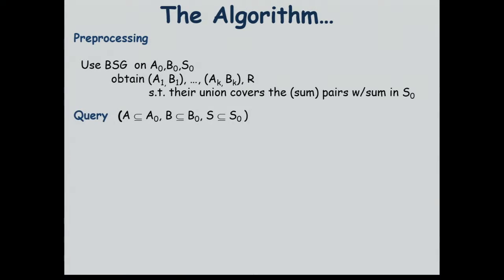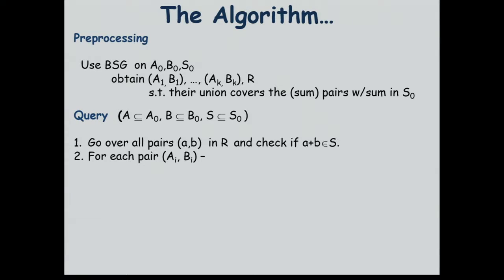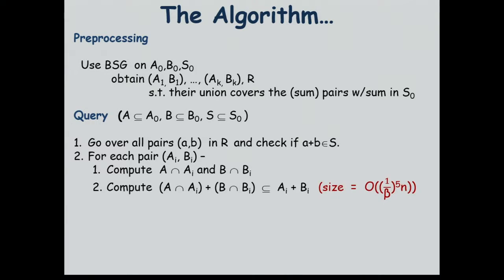Once you've done that, you get your query. I'll get back to the times in a moment. You get your query, and then you take a look at R, and you go over all the pairs A, B in R, and you check if A plus B belongs to S. And then for each of the AI, BIs, you first compute A intersection AI, B intersection BI, which is really easy.